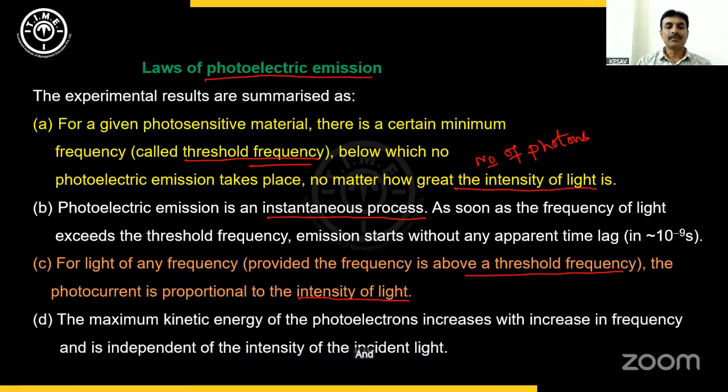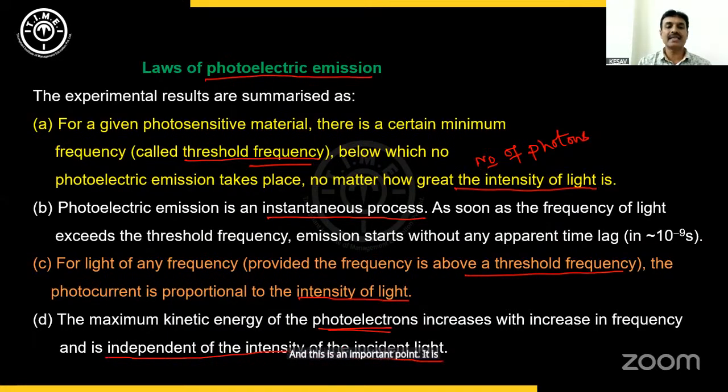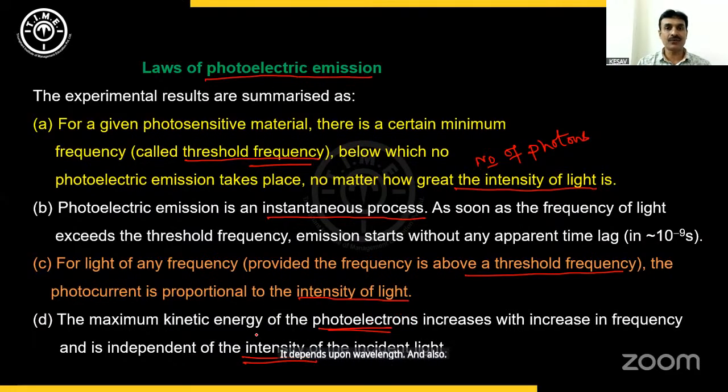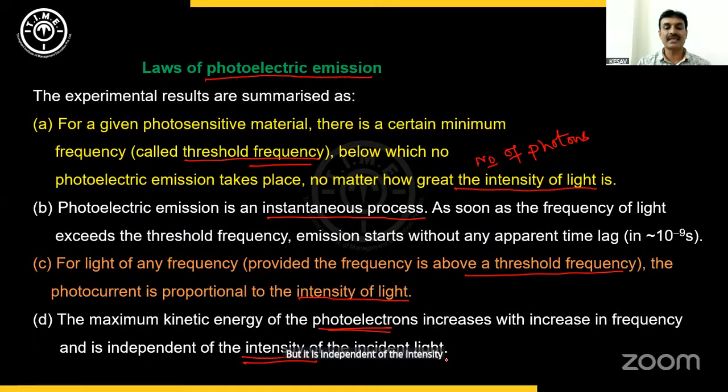And the maximum kinetic energy of the photoelectrons increases with increase in frequency, and this is an important point, it is independent of the intensity of the light. See, maximum kinetic energy depends upon the frequency of the incident radiation, and it is independent of the intensity of the radiation. It depends upon frequency, it depends upon wavelength, and also it depends upon the work function of the metal, but it is independent of the intensity of the incident light.